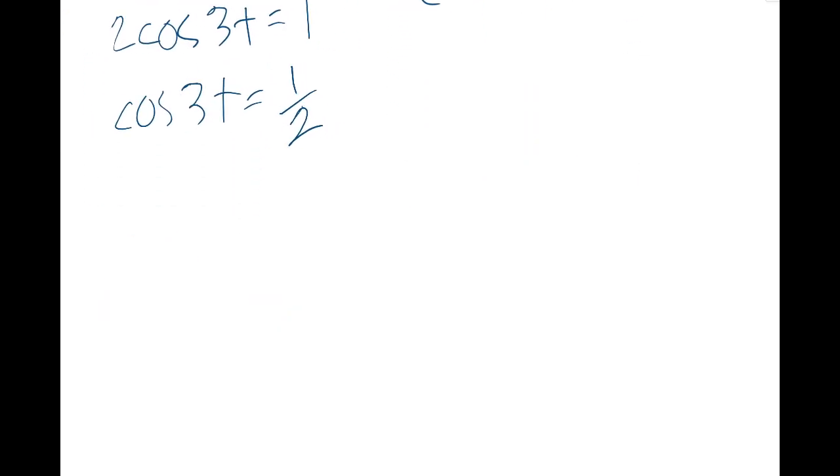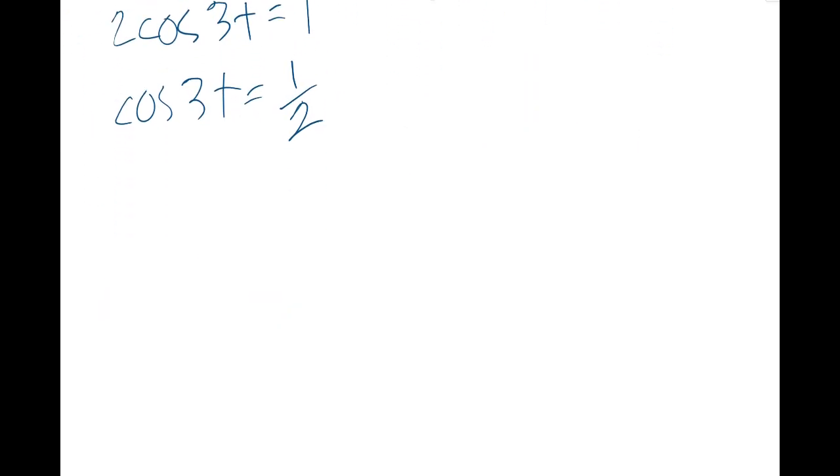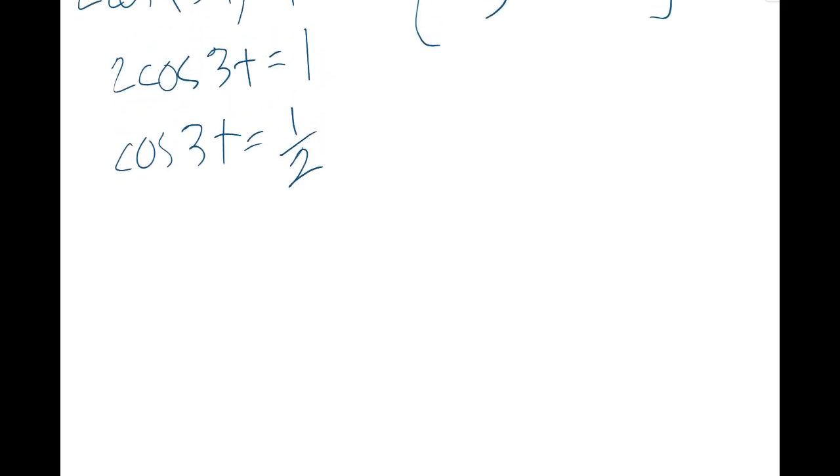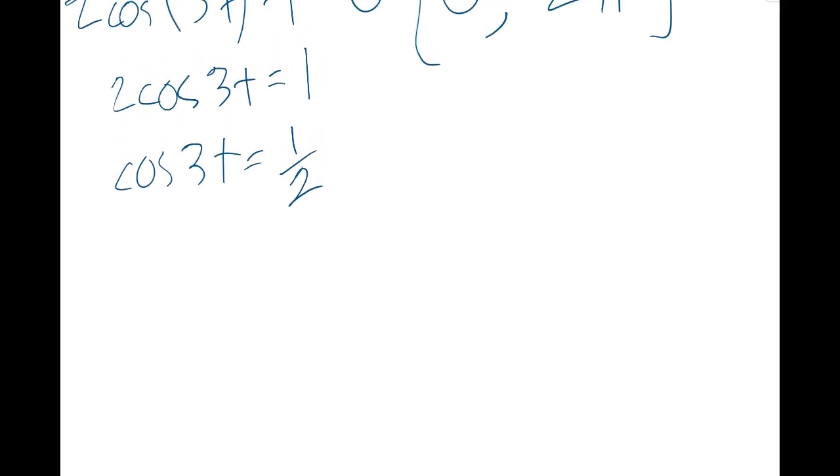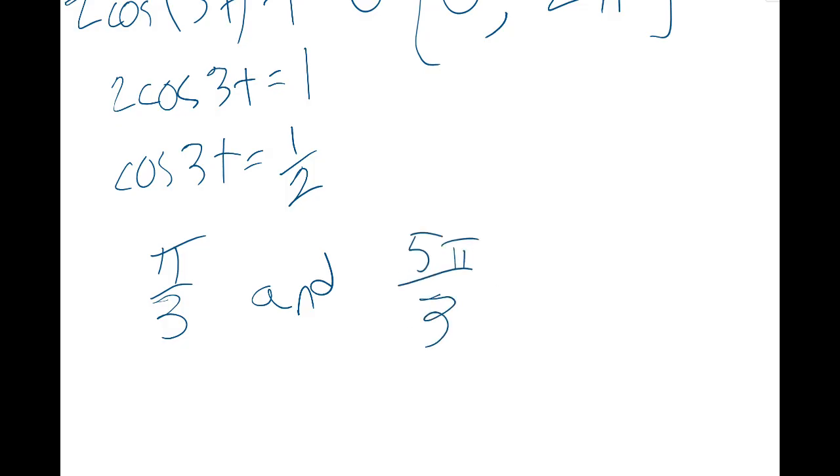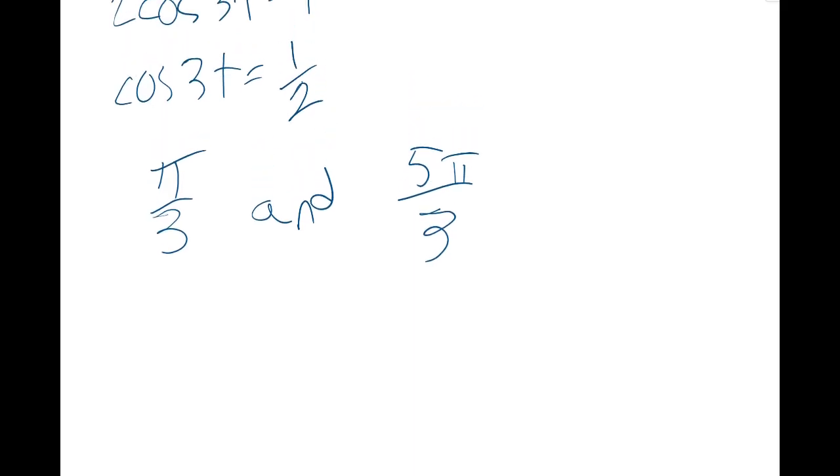So where does cosine, just ignore the 3 for now, where does cosine equal 1/2? It's in two places on 0 to 2 pi. It is going to be at pi over 3 and 5 pi over 3. Okay, so now we know that cosine of pi over 3 and 5 pi over 3 equals 1/2.